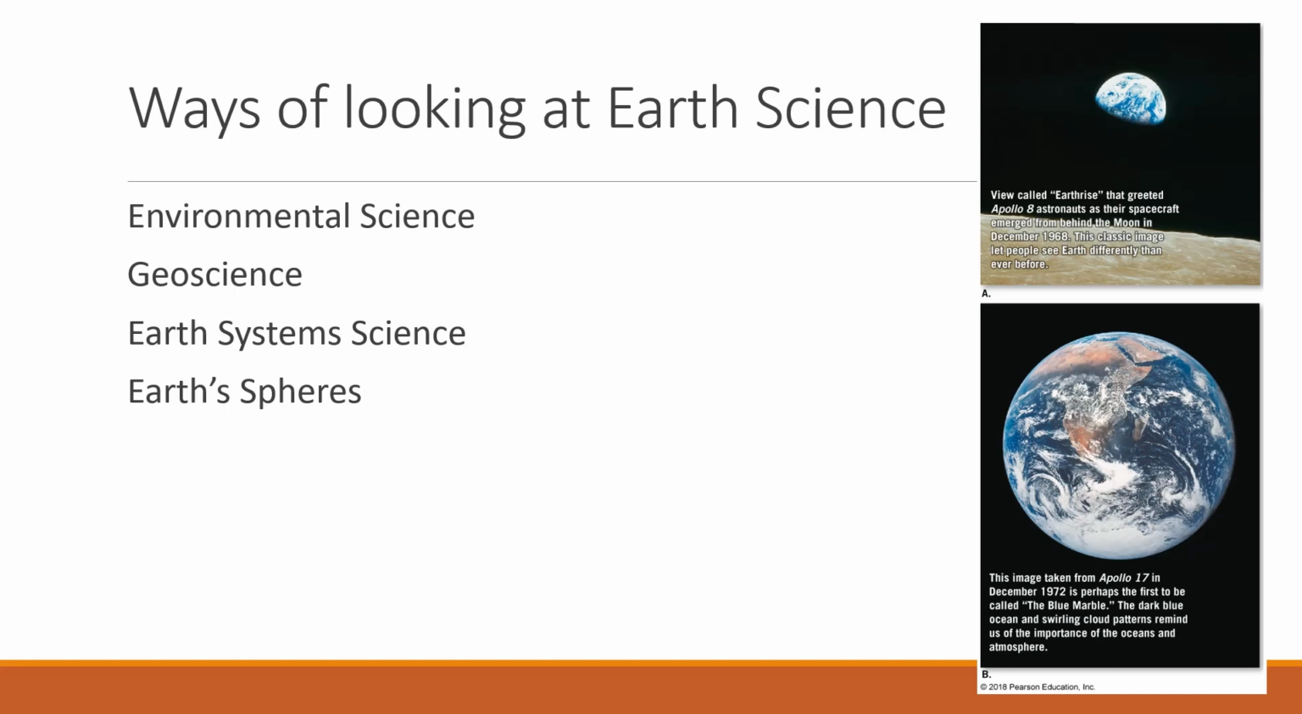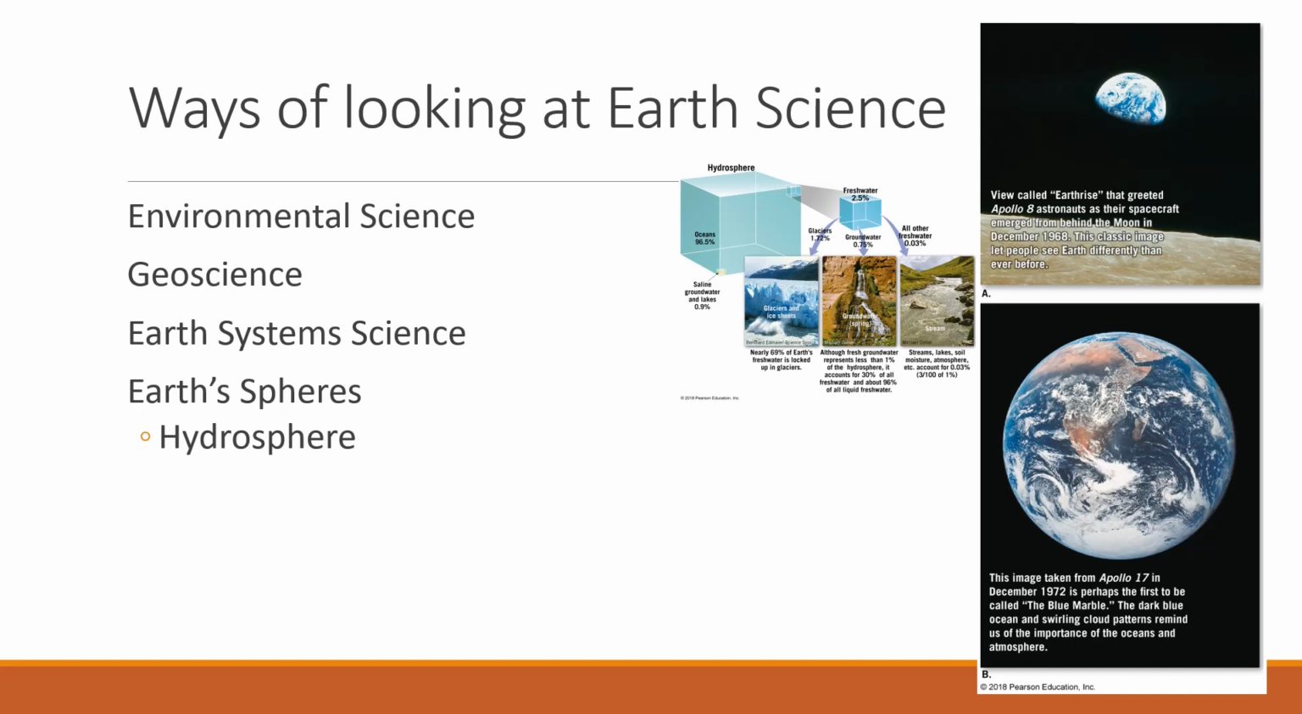Geoscience is kind of a general, broader term as well. It's often used in the same way as Earth science. The one I like a lot is Earth system science. This kind of takes everything into account. And then we also talk about the different spheres, so Earth spheres. And we use different spheres a lot in Earth science. So there are different words that essentially mean the same thing. And there are many more than just these.